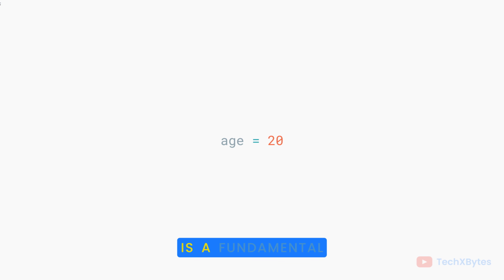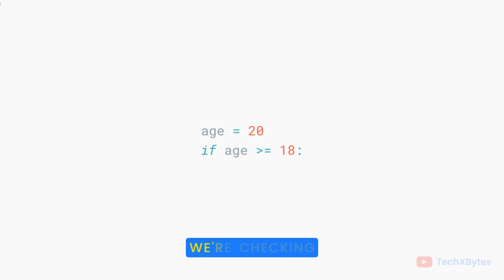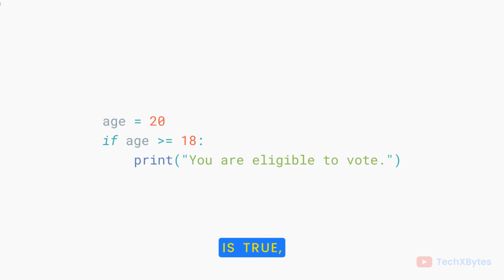The if statement is a fundamental part of programming that allows your program to make decisions. Let's start with a variable age set to 20. The if keyword is used to start an if statement. It's followed by a condition. Here, we're checking if the value of age is greater than or equal to 18, followed by a colon. If this condition is true, then the code inside the if block, which is indented, will be executed. In this case, it will print, you are eligible to vote.